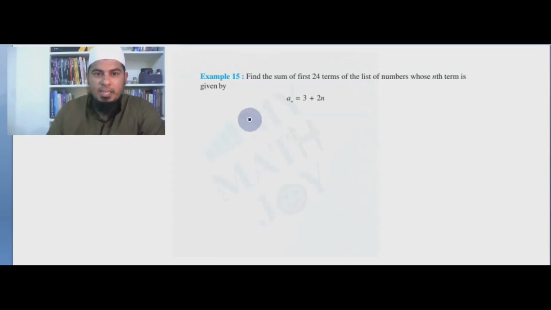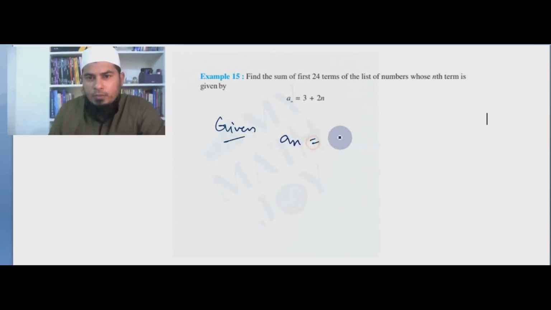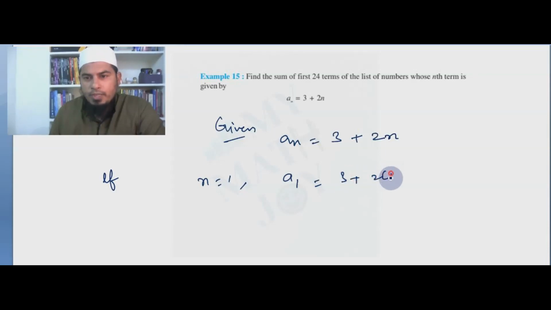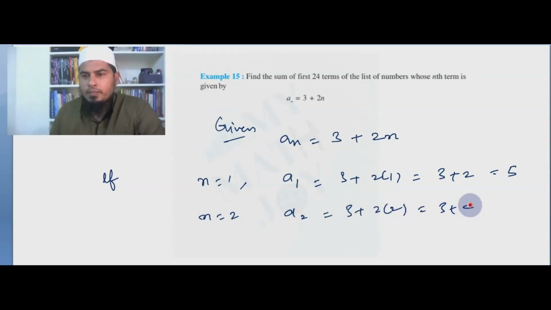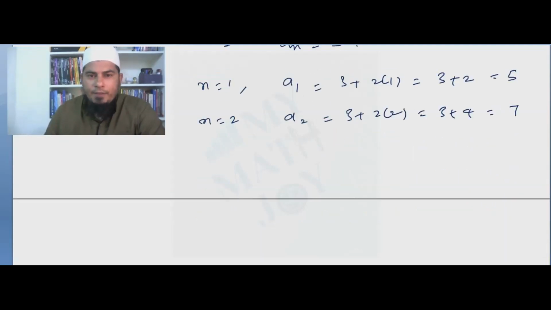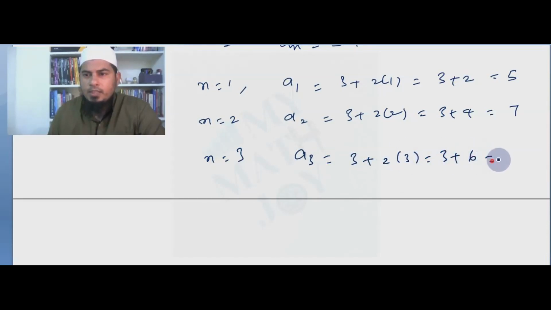Then we'll find the sum. Given an is equal to 3 plus 2n. So if n is equal to 1, you'll get a1 is equal to 3 plus 2 times 1 is equal to 3 plus 2 equals 5. If n equals 2, then it will become a2, 3 plus 2 times 2 is equal to 3 plus 4 is equal to 7. And if we proceed in this fashion, a3 is equal to 3 plus 2 times 3 is equal to 3 plus 6 is equal to 9.